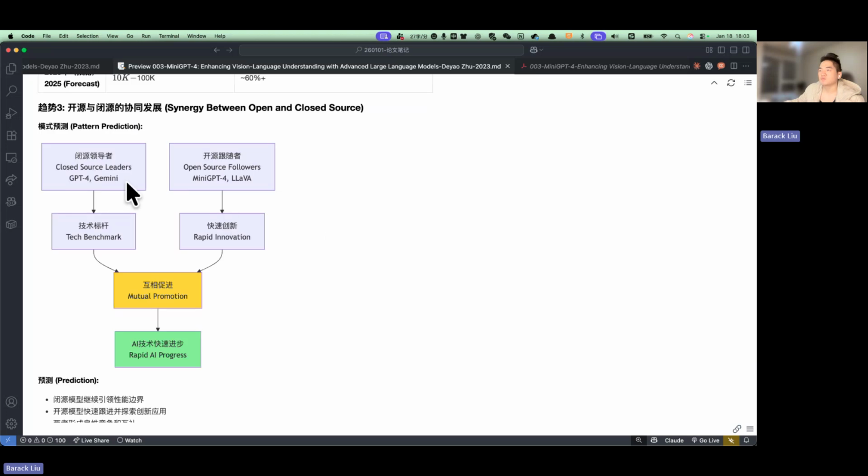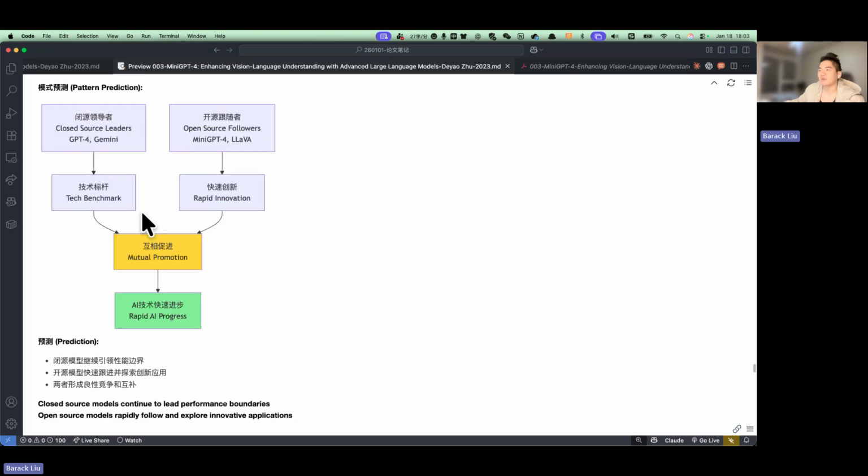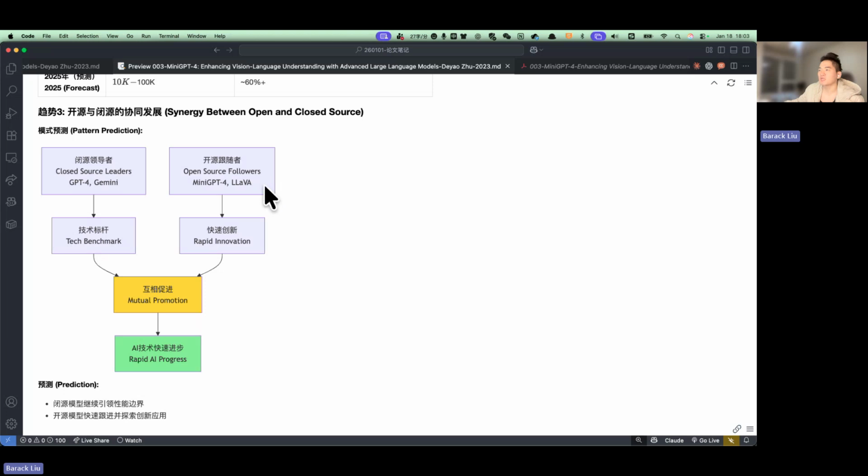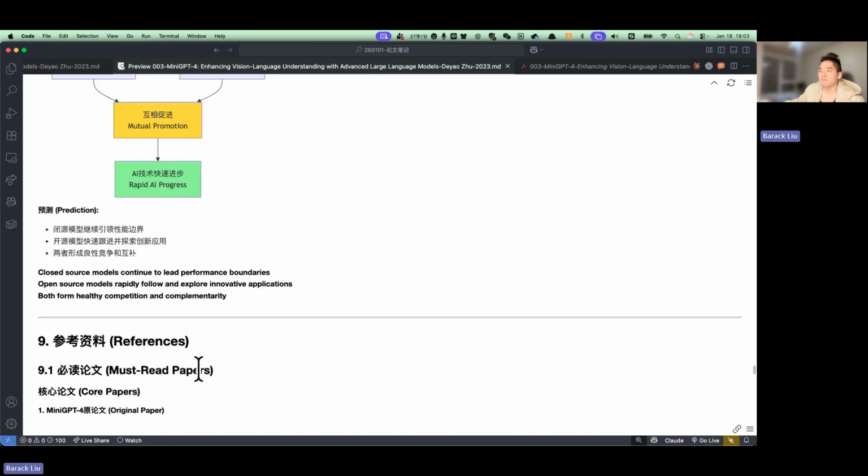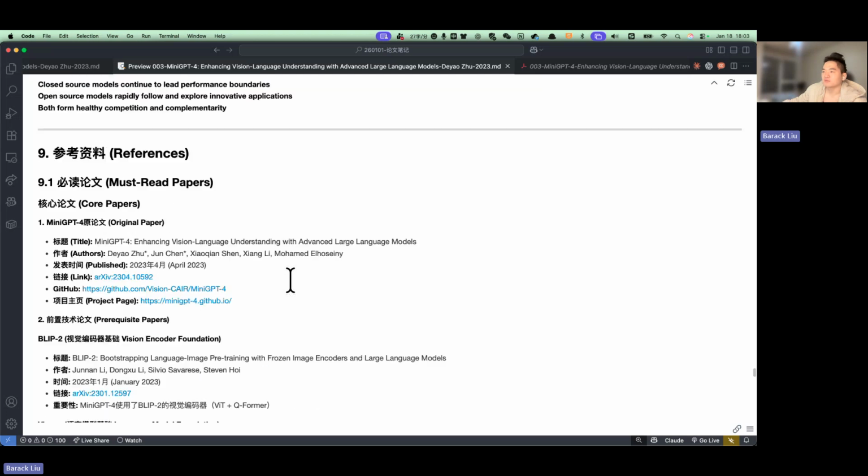Closed source leaders like GPT-4 and Gemini will become tech benchmarks, and open source followers like MiniGPT-4 and LLaVA will do rapid innovation, mutual promotion, and rapid AI progress. Closed source models continue to lead performance boundaries. Open source models rapidly follow and explore innovative applications. Both form healthy competition and complementarity.